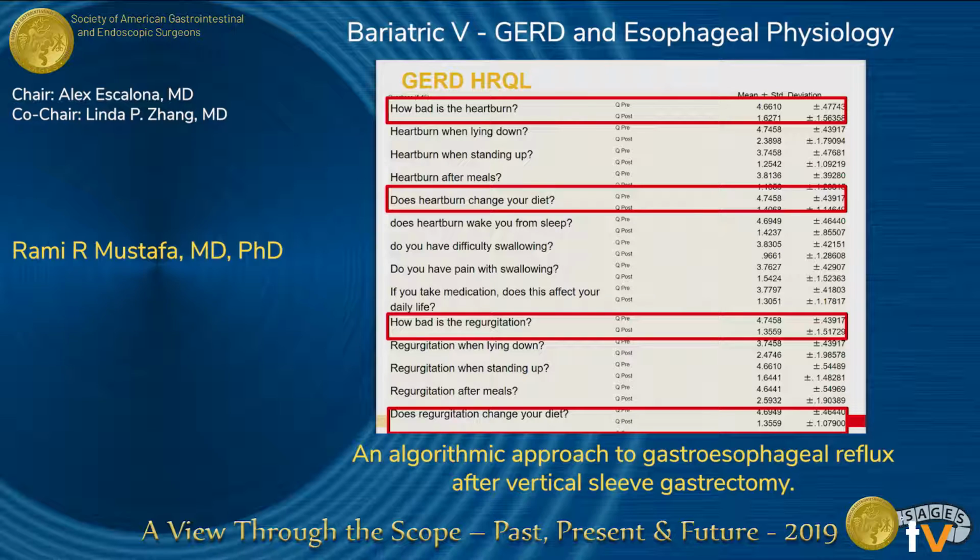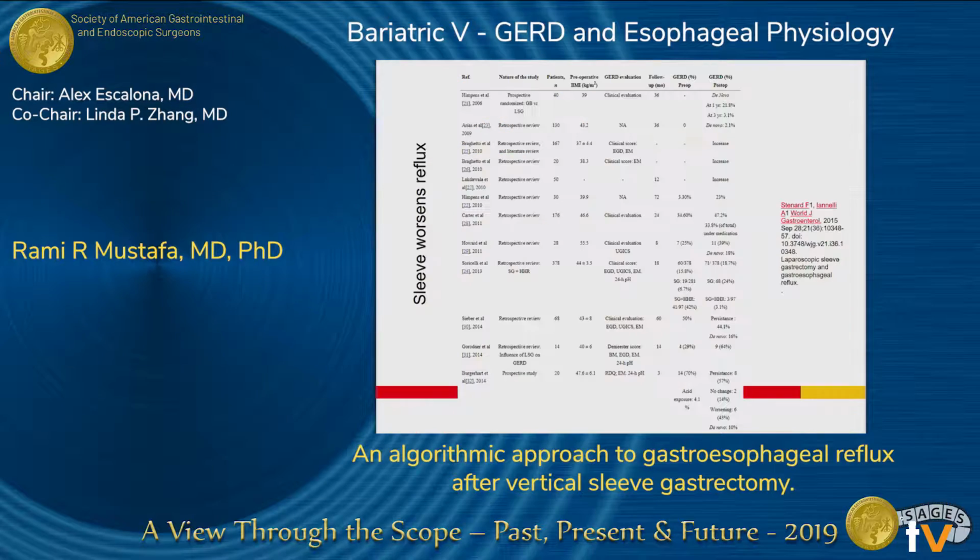If we look at the GERD HRQL scores, this is kind of a busy slide, but I want to bring your attention to a couple of the questions. The patients with 5 being the highest, their heartburn significantly improved from pre-op to post-op. And also the regurgitation significantly improved from pre-op to post-op. I think one of the things that's really notable in these patients is the diet, right? We talk so much after bariatric surgery about diet, and many of these patients could not eat the way that they were supposed to eat after their bariatric surgery due to their symptoms. And so they attributed their symptoms to really contributing to their ability to follow a proper bariatric diet, and this significantly improved after the procedures were performed.